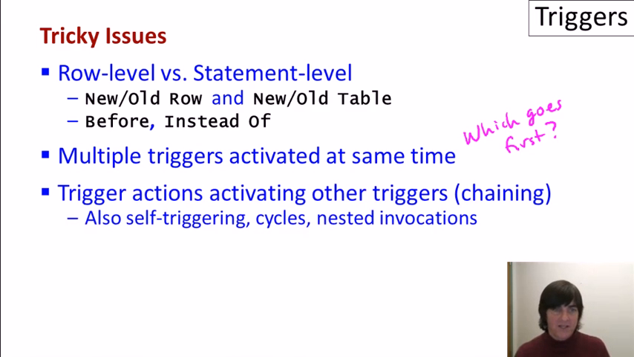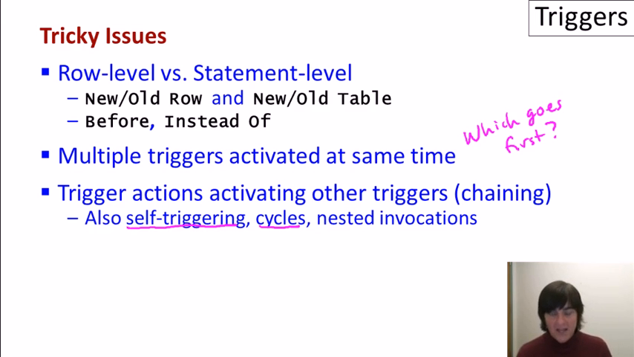Another possibility that we need to consider is not when triggers are activated at the same time, but when triggers activate each other in a chaining effect. So I might have a trigger that's activated, and it performs an action that's a database modification that activates another trigger, which in turn can activate other triggers. We can also have triggers that trigger themselves potentially. We can have cycles. When a trigger triggers itself, it's a cycle, but we could also have T1 that triggers T2, that triggers T3, that triggers T1 again. Then we need to worry about issues like termination, both for cycles and self-triggering.